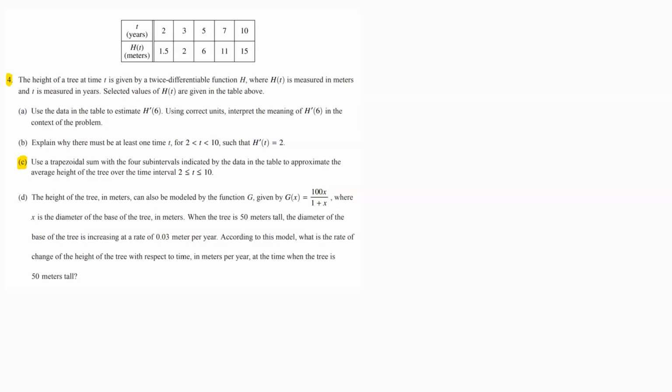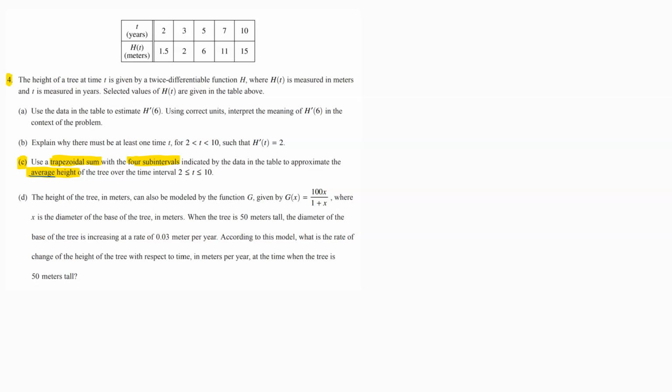Alright, so looking at part C here, they're telling us that they want us to use a trapezoidal sum with 4 subintervals, indicated by the table above, as they usually do, to approximate. This is the key on this one that kind of threw a lot of people, I think: they want this to be the average height. So we're not looking to get the total height here of the tree, which is normally where you would just do a standard integral process, a standard trapezoidal sum process. This one wants the average.